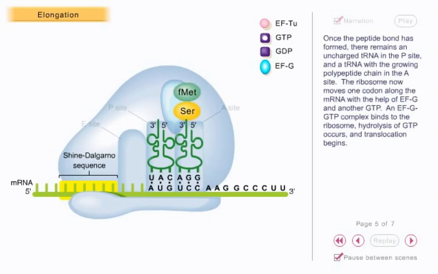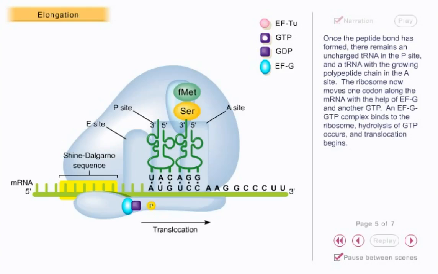Once the peptide bond has formed, there remains an uncharged tRNA in the P site and a tRNA with a growing polypeptide chain in the A site. The ribosome now moves 1 codon along the mRNA with the help of EF-G and another GTP. An EF-G GTP complex binds to the ribosome, hydrolysis of GTP occurs, and translocation begins.